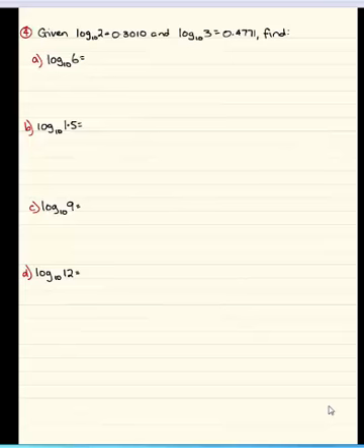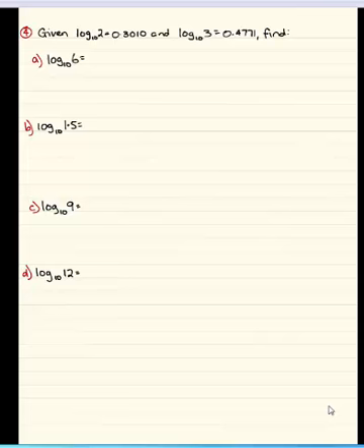Okay, so how can I use this? Well, if you are given some values for some logs, so in an exam, this would be an exam style question. Given that log base 10 of 2 is equal to 0.3010 and log base 10 of 3 is equal to 0.4771, find log base 10 of 6. So what you need to do is look at what we're trying to find the log of. Now these all have the base 10, so we can use our log laws.